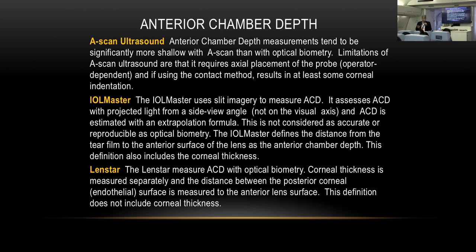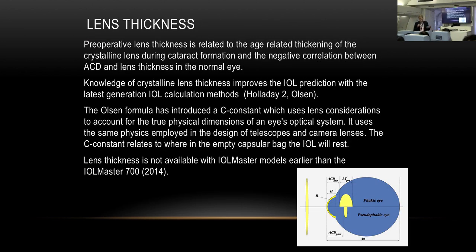The A-scan ultrasound does measure the anterior chamber depth. The IOL Master does this measurement using optical slit imagery, just regular light. And then the newer generation Lenstar actually does use optical interferometry to measure the anterior chamber depth. Lens thickness is another part of biometry, another thing that we can measure. Preoperative lens thickness can be related to the development of the cataract itself. As we age, our crystalline lens, as it becomes a cataract, tends to get thicker.